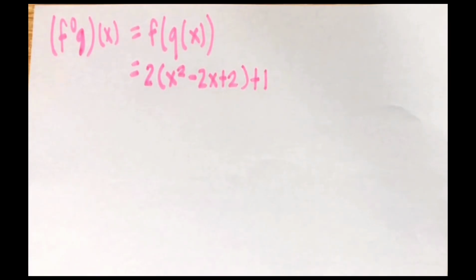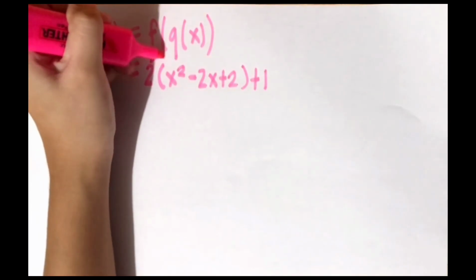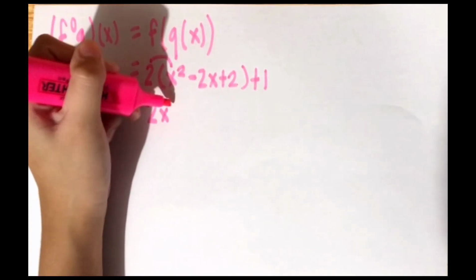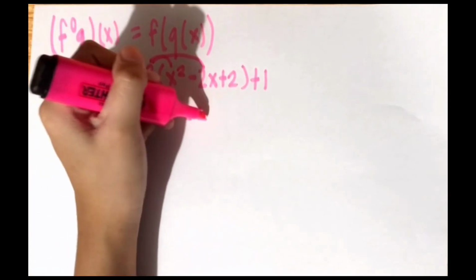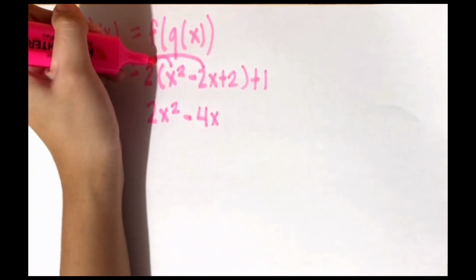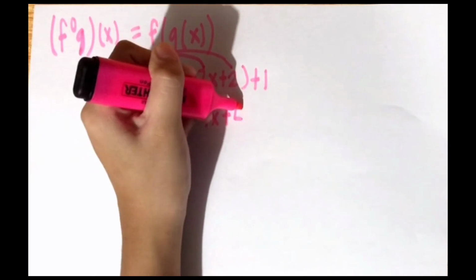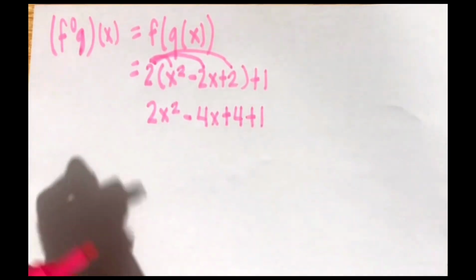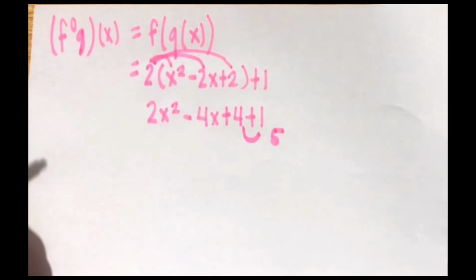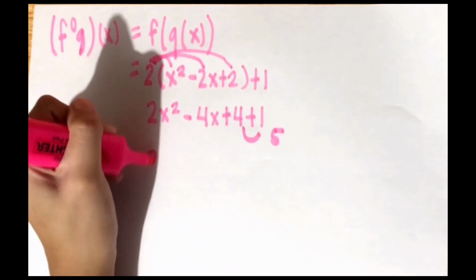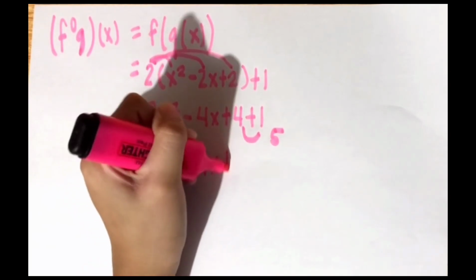Use the distributive property to remove the parentheses. We have 2 times x squared is equal to 2x squared. 2 times negative 2x is equal to negative 4x. 2 times 2 is equal to positive 4. Plus 1. Combine like terms. 4 plus 1 is equal to 5. So our answer for letter C is 2x squared minus 4x plus 5.